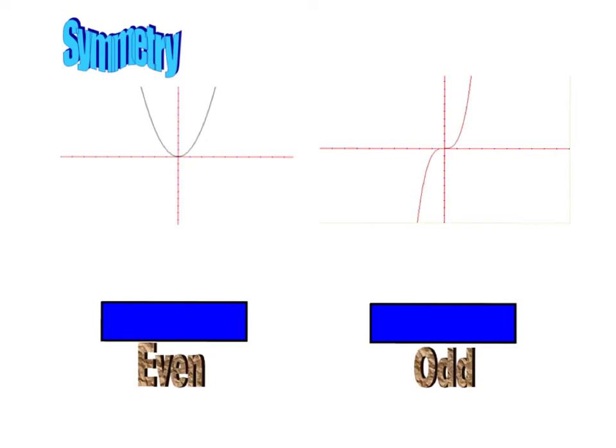Real quick, talking about symmetry, an even function has y-axis symmetry, meaning if I plug in an x value, let's say 2, and I plug in its opposite, negative 2, I get the same y value. So if I plug in an x value and I plug in its opposite, I get the same thing. That makes it even.